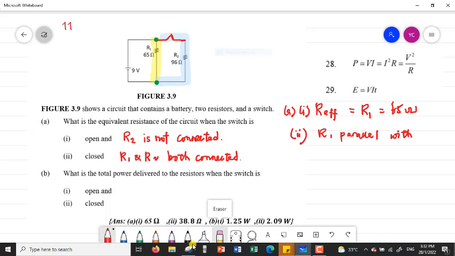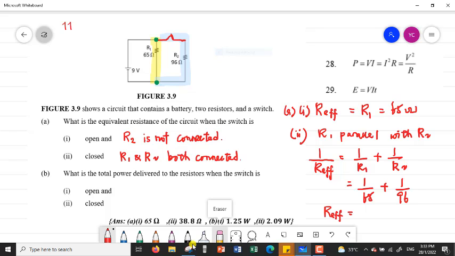with R2. So since they are connected in parallel, to find the effective resistance, we are going to use 1 over R. So 1 over R will be 1 over R1 plus 1 over R2. So we will have 1 over 65 plus 1 over 96. So you might pause the video to do the calculations. So we will get our effective resistance will be around 38.8 ohm. So this one will be our answer.